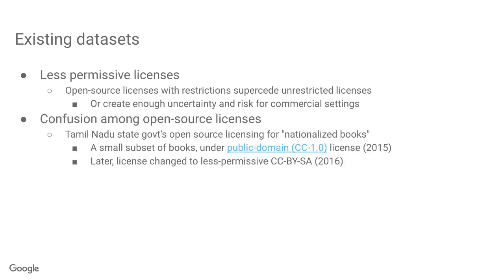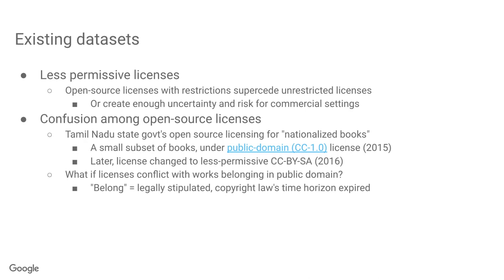For example, the Tamil Nadu state government had an open source licensing policy for books under their nationalized books designation. Now, first, they declared these books to be under the Creative Commons public domain license. And then in the very next year, they changed the license to a less permissive license.